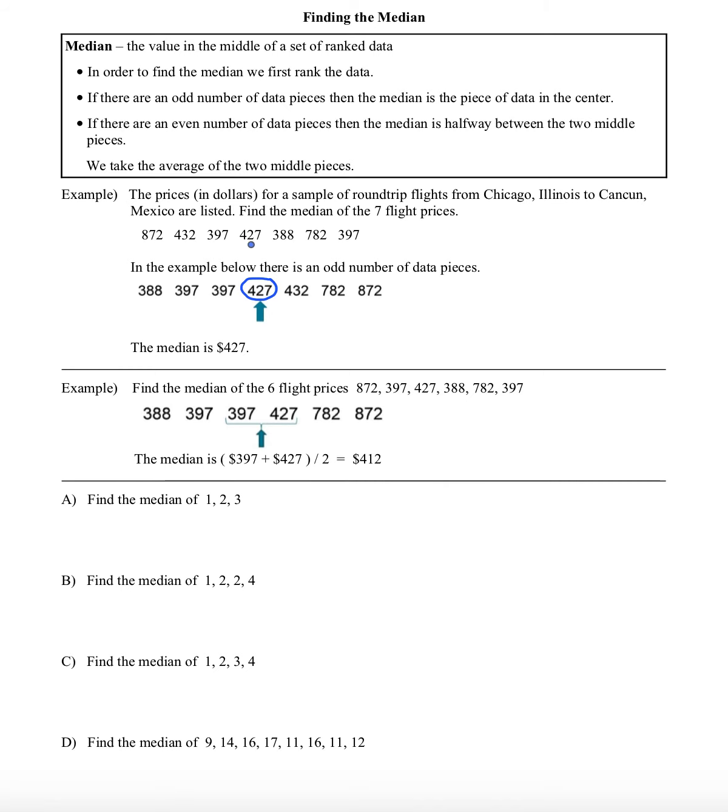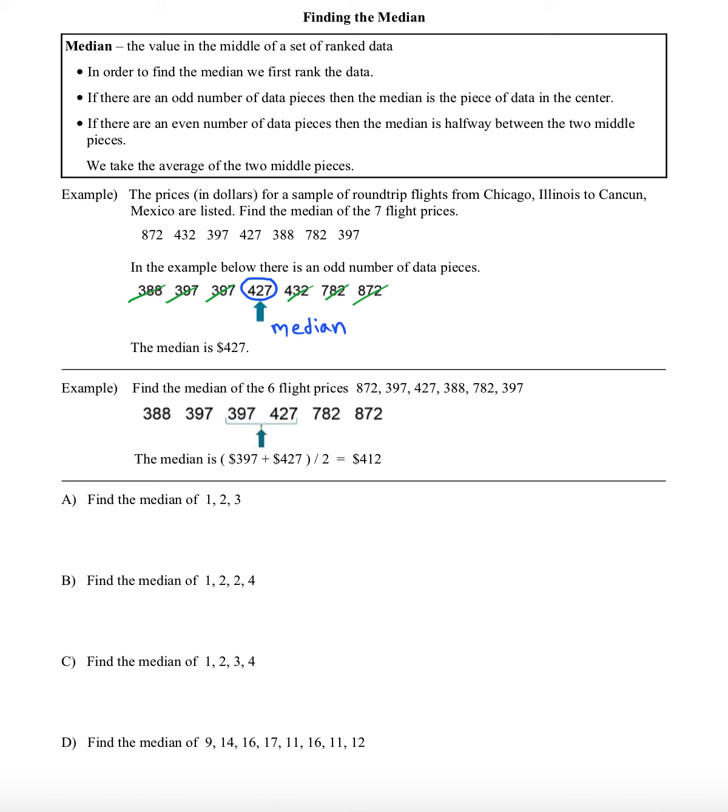At first, the data was not in order, so it had to be put in order. Then, once it was put in order, we can cross off 1 on each side until we get to the middle of the data. And that value is going to be what is referred to as the median. So the median here is 427.